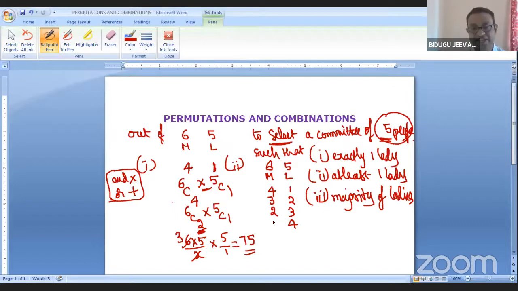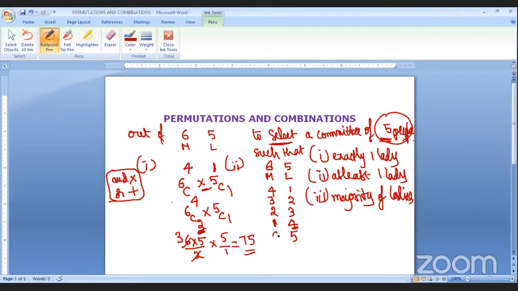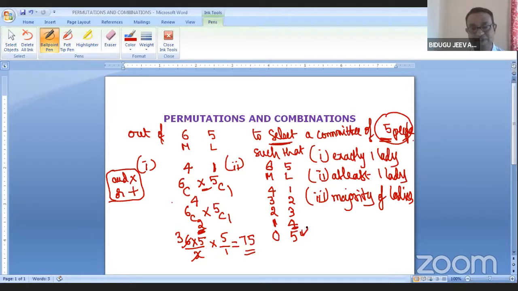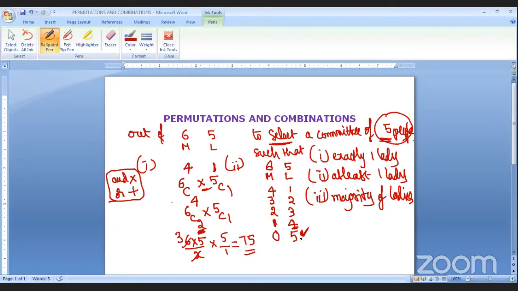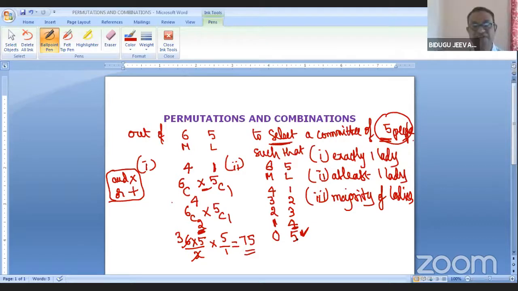4 ladies, how many? 1 man. Don't worry about this, right? Only 1 man. 5 ladies, 0 men. So will it be acceptable? Yes, because total must be 5 and 1 lady is there. That's enough. We don't bother about men.